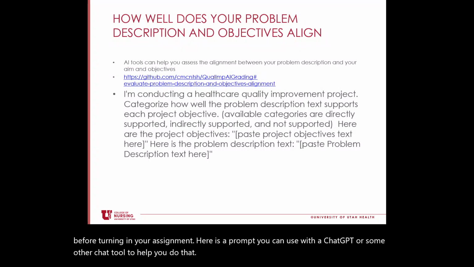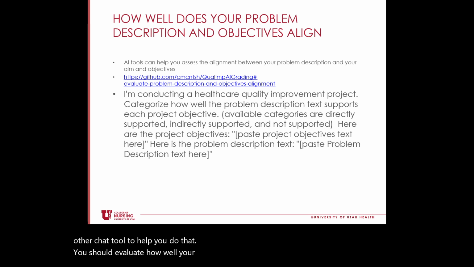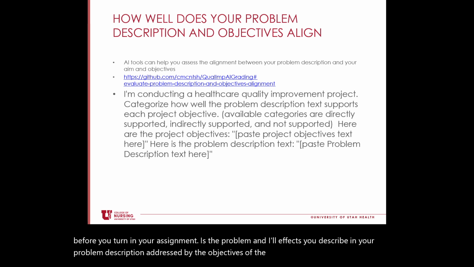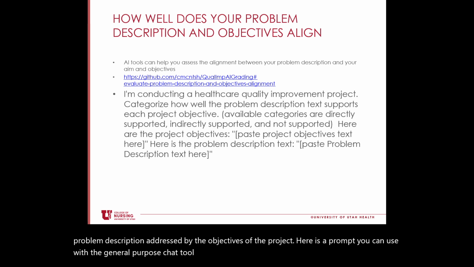You should evaluate how well your problem description and objectives align with each other before you turn in your assignment. Is the problem and ill effects you describe in your problem description addressed by the objectives of the project? Here is a prompt you can use with a general purpose chat tool like ChatGPT to help you assess this section alignment.